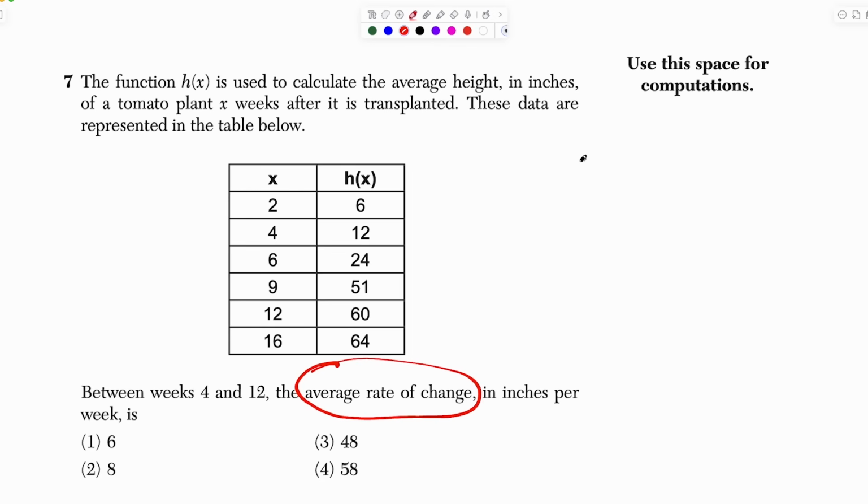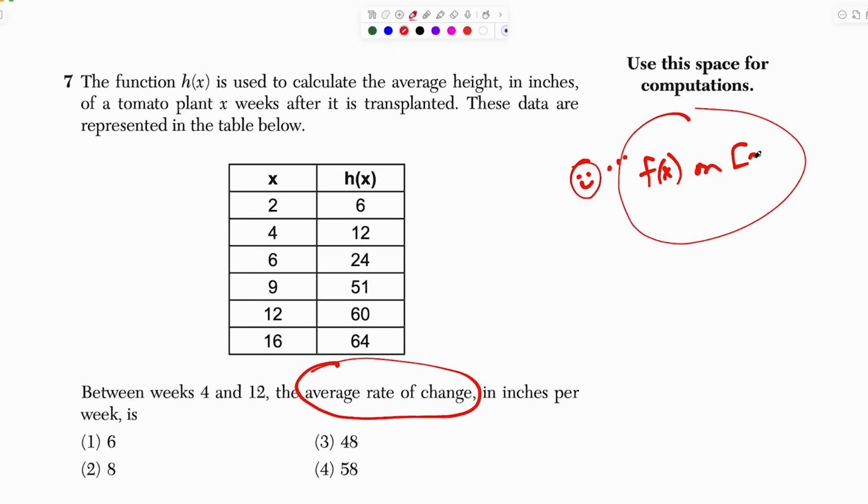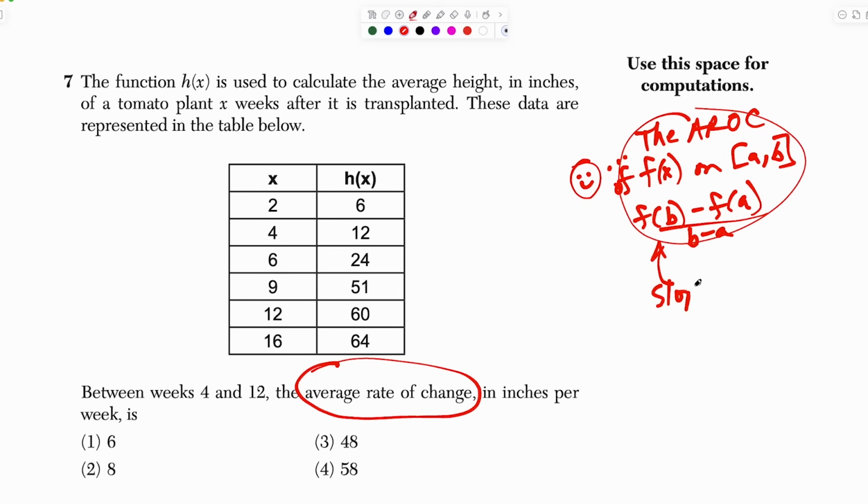So we should know this formula. When you have a function, so let's say we have f of x, and we're on the interval AB. If we want to know the average rate of change, I'm going to write this out. The average rate of change of f of x on the interval from a to b is f of b minus f of a over b minus a. Okay, so this is what I automatically think about when I hear average rate of change. And this is us just basically finding the slope between 2 points.